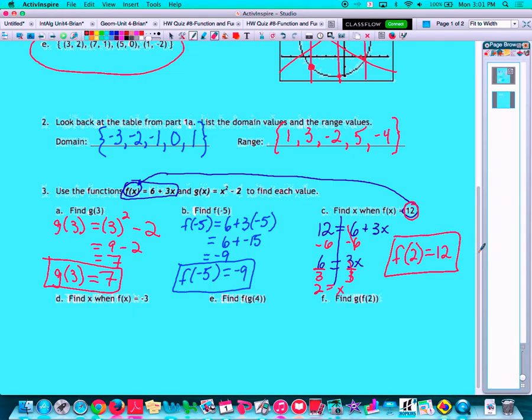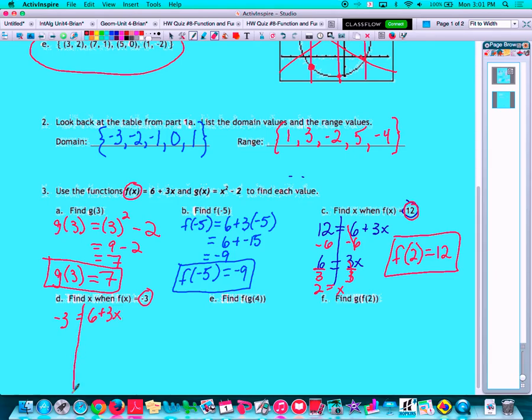All right, D, same sort of idea. Negative 3 is now our output value. Once again, we're looking at the f function here. So negative 3 being the output for our f function. So negative 3 is equal to 6 plus 3x.